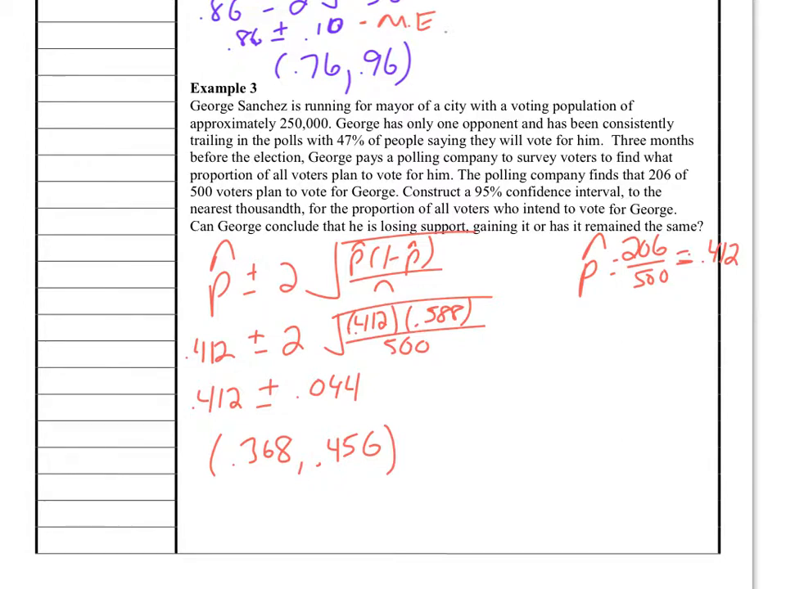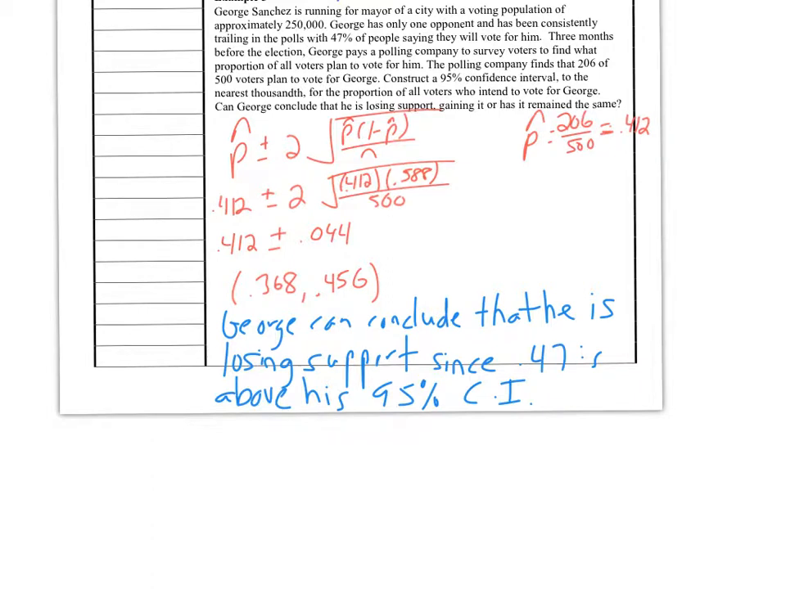So it says, can George conclude that he is losing support, gaining it, or it has remained the same? For it to have remained the same, we would expect our 47%, what it used to be, inside our interval. And unfortunately, 47% is just above. So since 0.47 is above, it's outside the bounds of what would occur due to random variability. So George can conclude he is losing support. I'm going to write that down, and we'll talk about it again. George can conclude that he is losing support since 0.47 is above his 95% confidence interval.